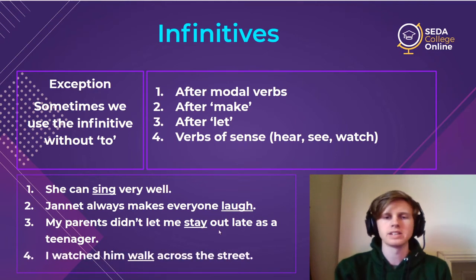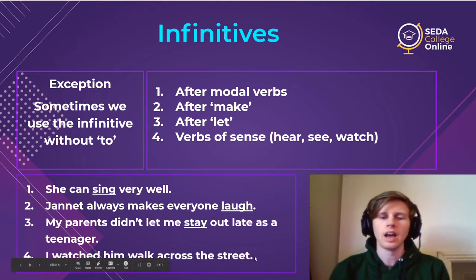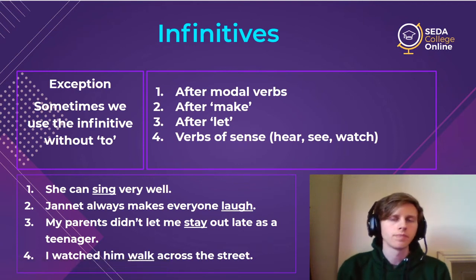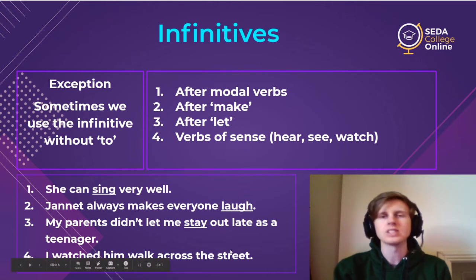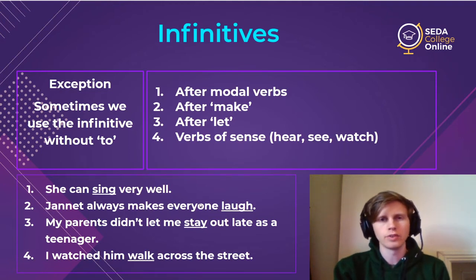And then how about an example with a verb of sense? I watched him walk across the street. So here we have watched, and then after it we have walk, just bare infinitive. So one kind of pattern you can see here is that in 2, 3, and 4, it's always this structure of verb, person, verb. So verb makes everyone person, verb laugh.